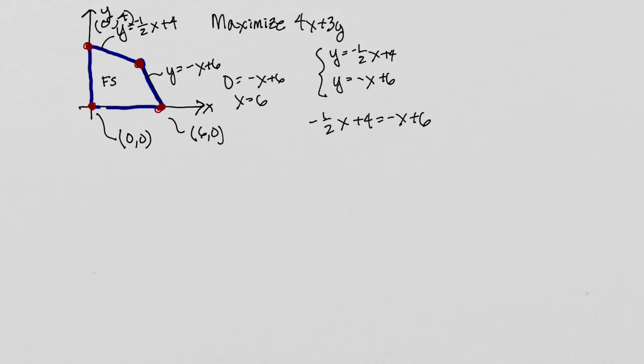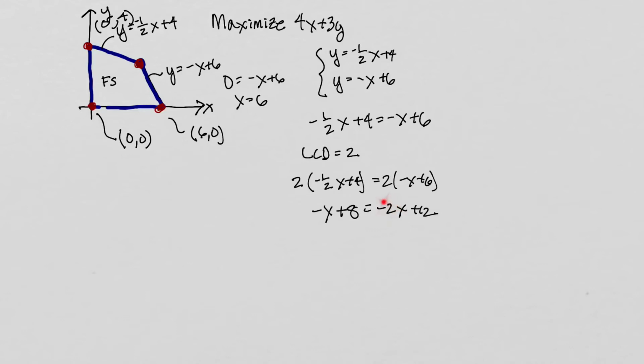Now, I've got a fraction in this equation. The way I like to do this is get rid of all the fractions. The LCD here is 2. So I'm going to multiply both sides of this equation by 2. It'll look like this: 2 times negative 1/2 x plus 4 equals 2 times negative x plus 6. So when we distribute, 2 times negative 1/2 is negative 1x plus 2 times 4 is the 8, equals 2 times negative x is negative 2x, 2 times the 6 is plus 12.